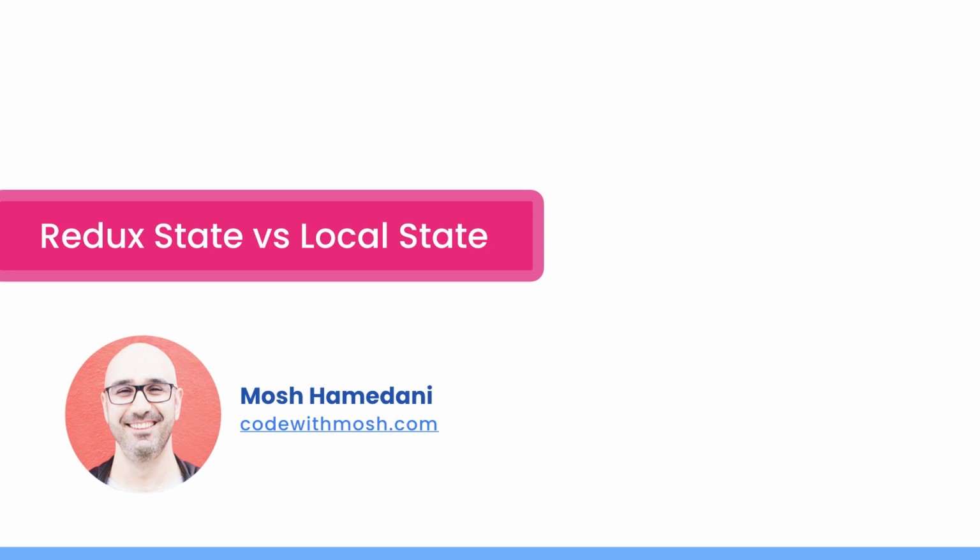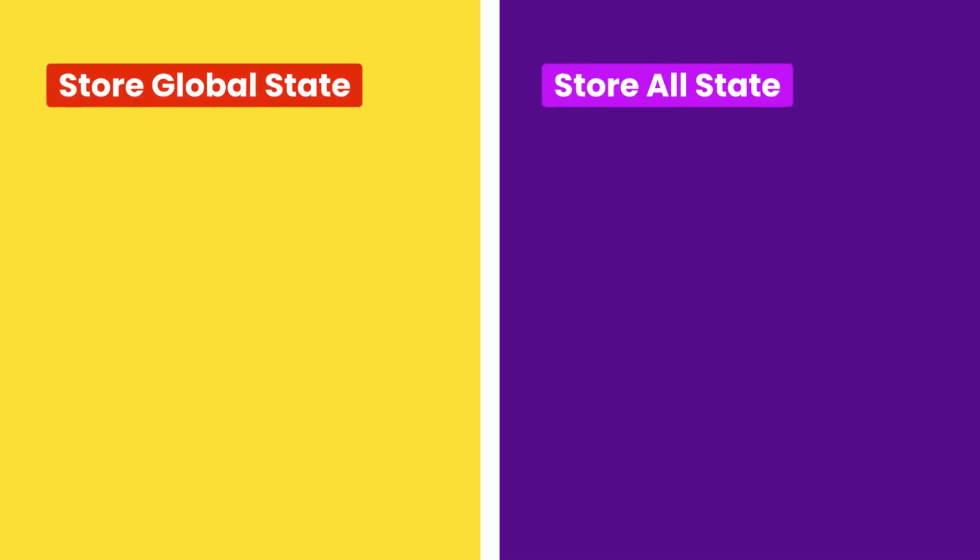A common question a lot of people have is: is it okay to have local state in our UI components, or do we have to put all our state in the Redux store? So let's look at two ways to organize state in Redux applications. One approach is to put only global data in the Redux store. So if the same data is used by multiple components, we put it in the store so we have a single copy of this data.